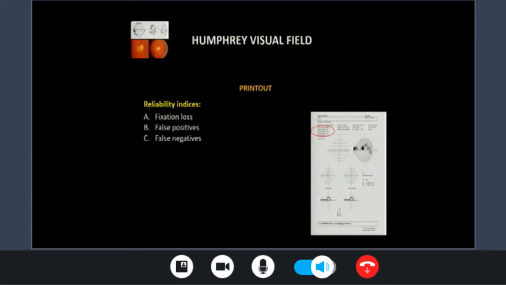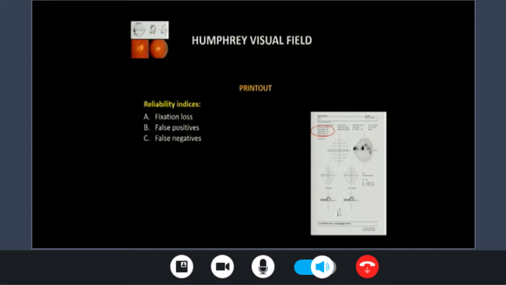In the printout, you will have in the upper left quadrant something called the reliability indices: fixation loss, false positive, and false negative. What will happen in fixation loss? Now, what the machine does is that when you fix your patient's chin and ask him to look at the fixating target in the bowl, the machine will give you a stimulus, which is a light stimulus, and it will give you a sound with it. And the machine as well will try to map the blind spot.